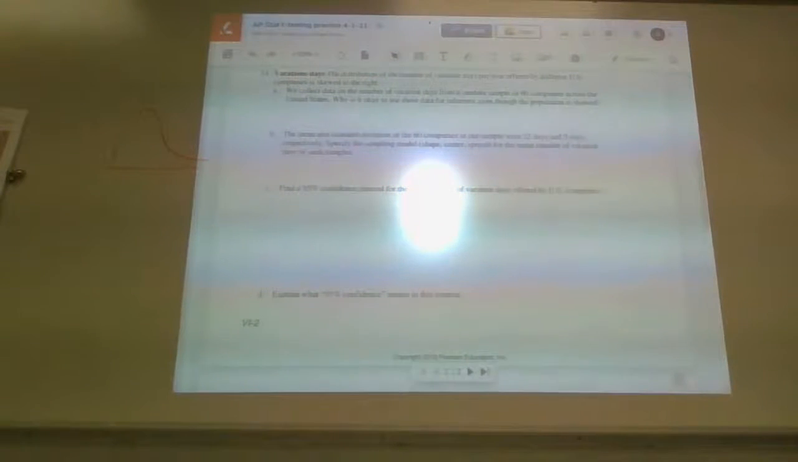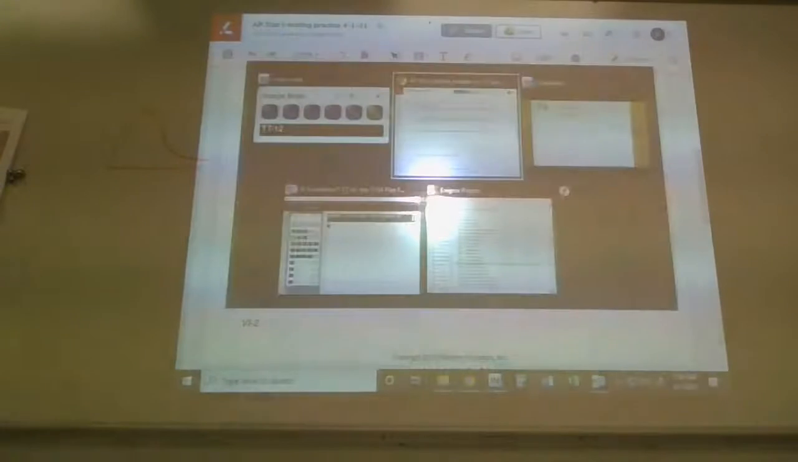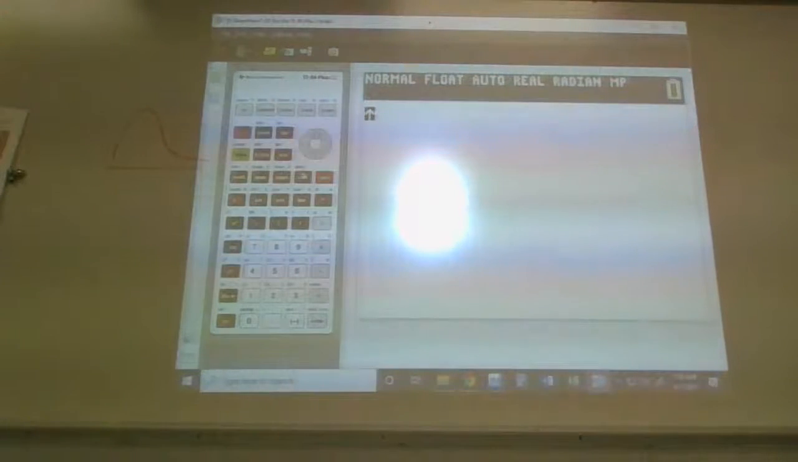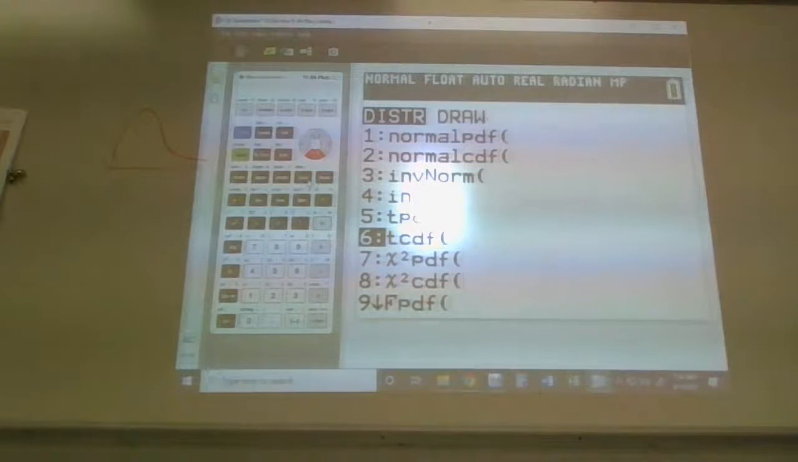we can't use a normal distribution. We're not going to use a normal distribution. In fact, if I go to my calculator real quick, I'll just show you this visually. If we were going to use a normal distribution, you can see normal CDF right there, but that's not what I'm going to end up using because I don't have the population standard deviation. What I am going to end up using is this T distribution. I am going to be using this T distribution, T CDF, inverse T.